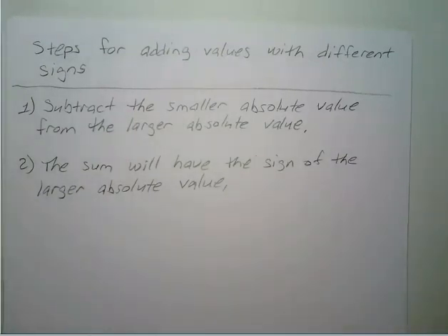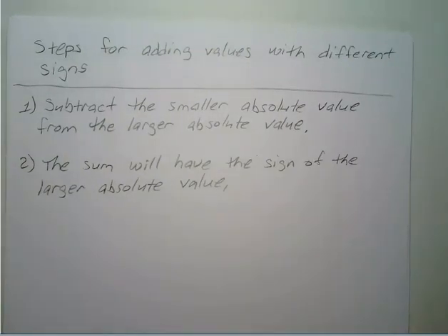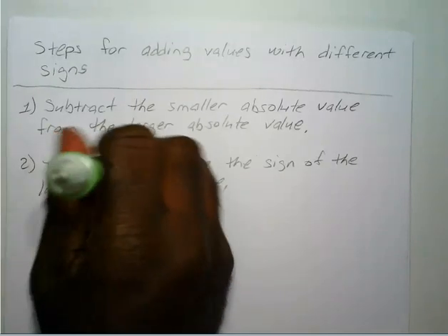Now, we know how to solve them if these signs are the same. Now, these are the steps for adding values with different signs, where one may be positive and one may be negative. Now, for this one, the absolute value step is pretty crucial. So you want to do that, at least until you get comfortable with it. So you want to subtract the smaller absolute value from the larger absolute value. That's your first step. Your second step is, once you subtract them, it will have the sign of the larger absolute value. Oh, I'll put difference. And it should be the difference.